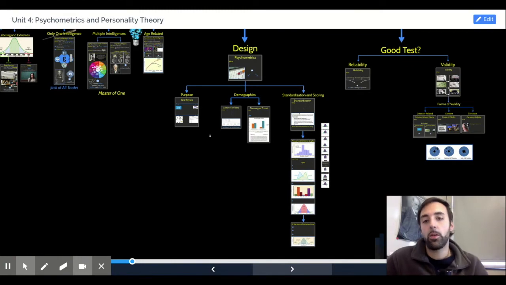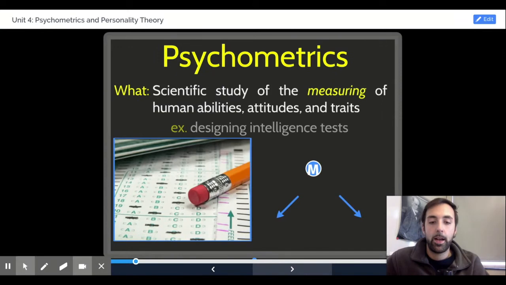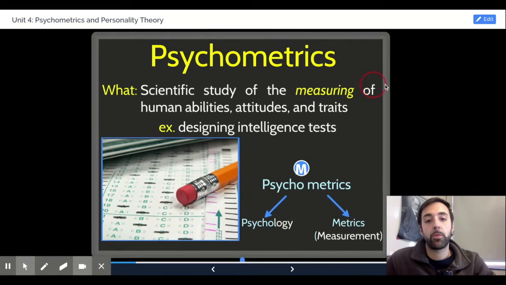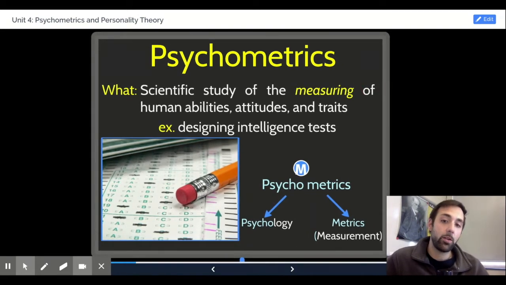We'll start, though, all the way at the top under design, introducing the term psychometrics. This isn't the first time that you've seen this term because it is partially the name of the unit, but the term psychometrics refers to a subcategory, a field within psychology, involving the measurement of human abilities such as intelligence and other attitudes or traits like personality in a very scientific and precise and quite often mathematical manner.